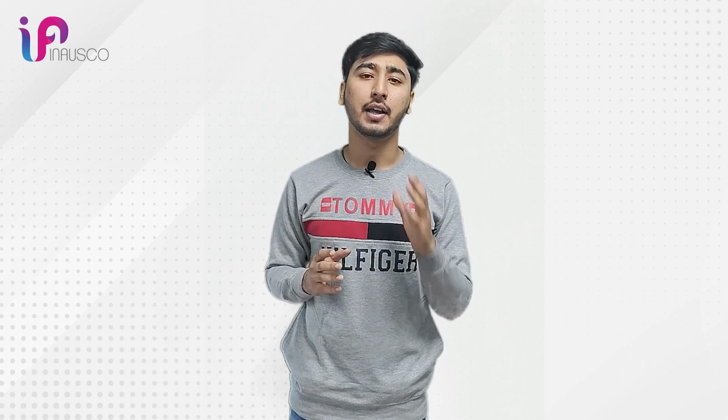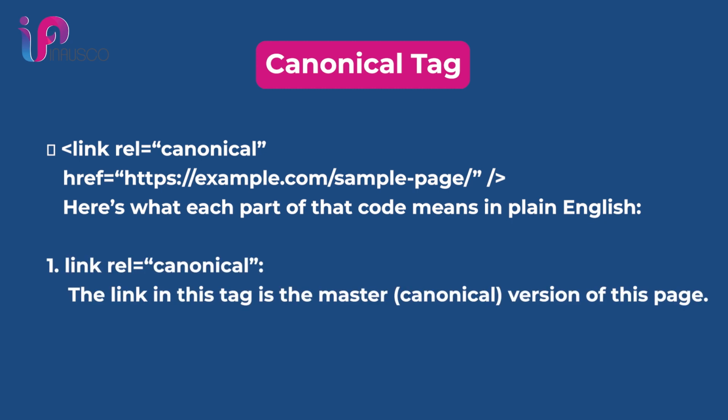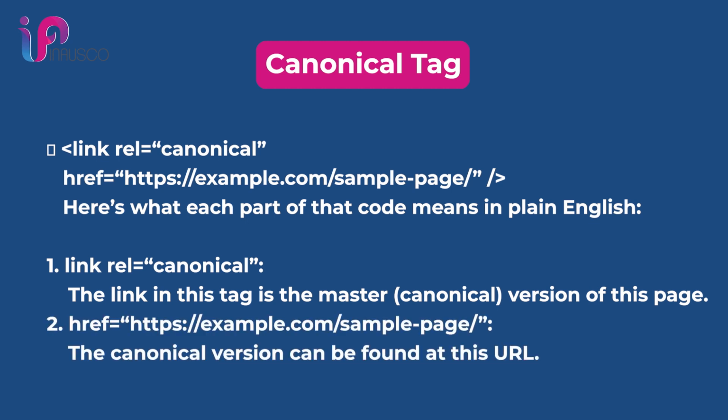Canonical tags have simple and consistent syntax, and they are placed within the head section of a web page, like this: link rel="canonical" href="https://example.com/sample-page". Here's what each part of that code means in plain English. First, link rel="canonical": the link in the tag is the master version of the page. Second, href="https://example.com/sample-page": the canonical version can be found at this URL.